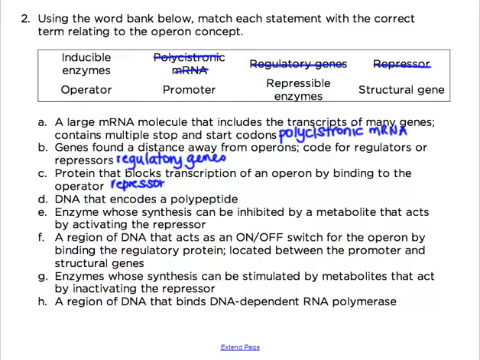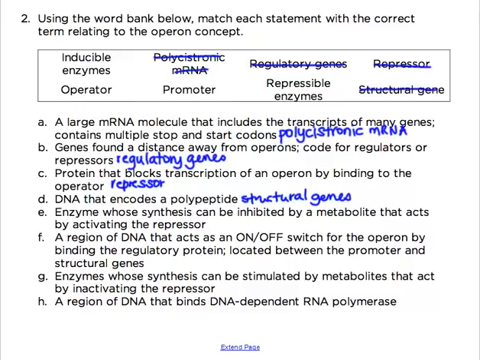D. DNA that encodes a polypeptide. Well, any DNA that's a gene can encode for a polypeptide. But for this, because we talked about regulatory genes in Part B, here this is talking about a structural gene. So usually in operons, the genes that are grouped together, the structural genes, all have to do with the same pathway. So for the lac operon, they all have to do with degrading lactose, and for the trp operon, they all have to do with synthesizing tryptophan.